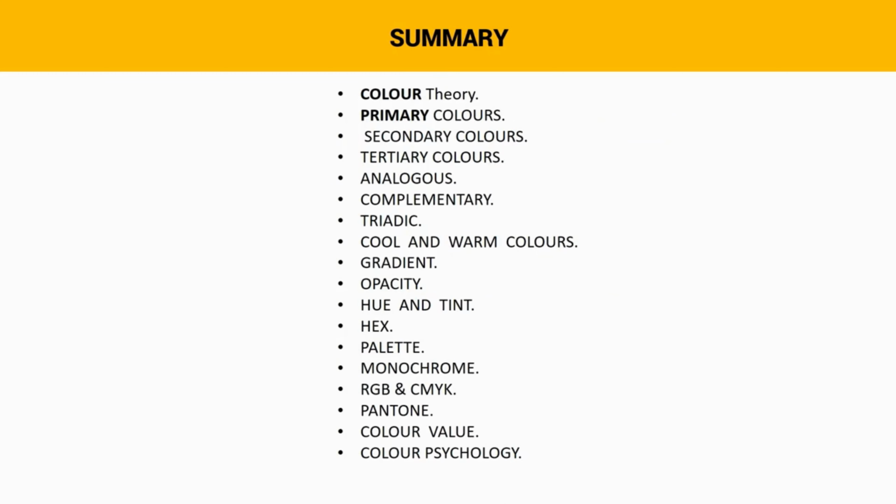Summary. In this video we discussed color theory, primary colors, secondary colors, tertiary colors, analogous, complementary, triadic, cool and warm colors, gradient, opacity, hue and tint, hex, palette, monochrome, RGB and CMYK, Pantone, color value and color psychology.